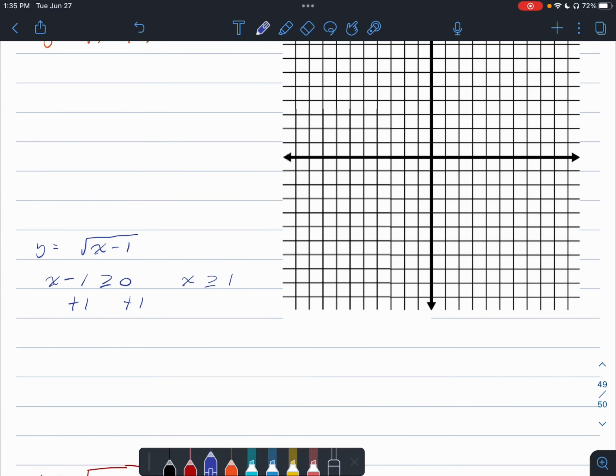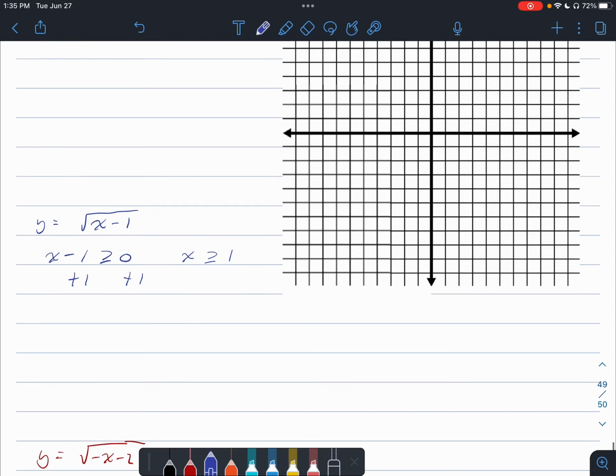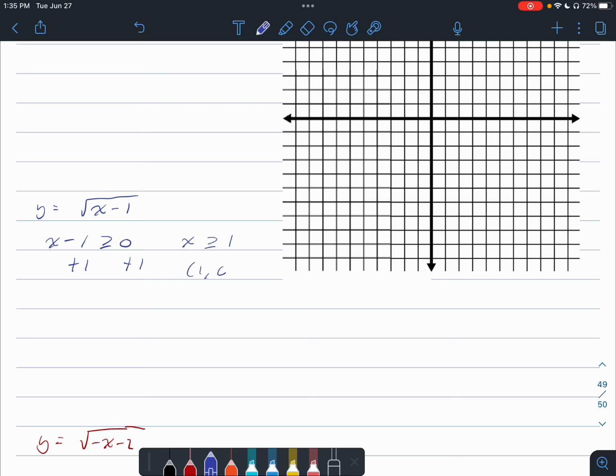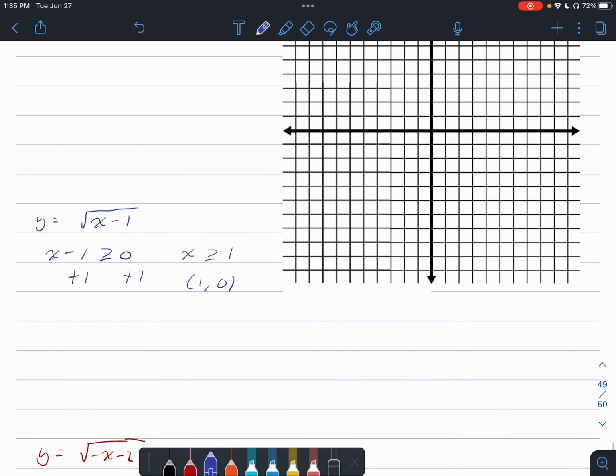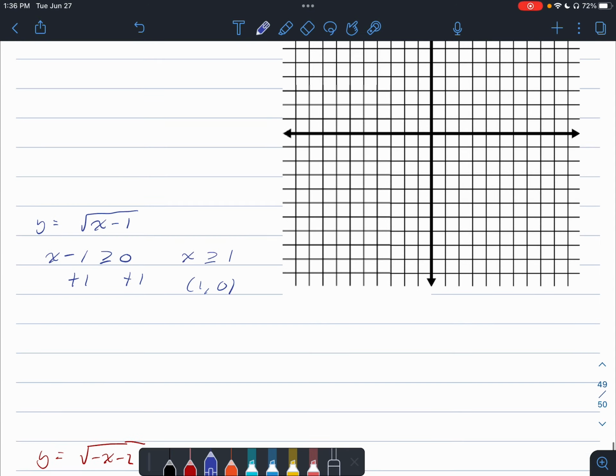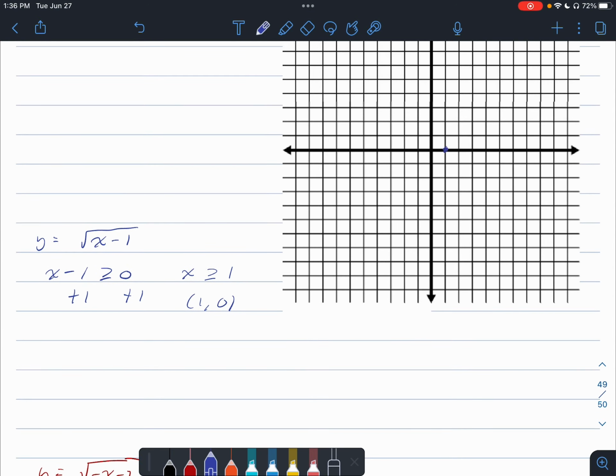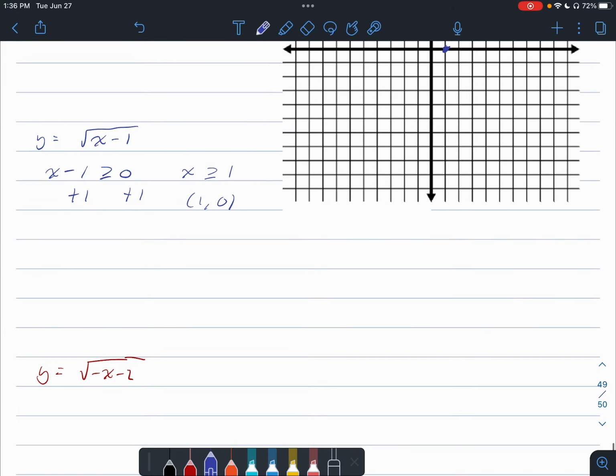Okay, so what we know now is that the most extreme left point is going to be the point (1, 0). We don't have any additional values to deal with in terms of adding or subtracting here, but we do know that that's going to be roughly what that looks like. Okay, so at the point (1, 0), that's going to be our most extreme point. Well, if we plot points, you'll see where I'm going with this. So let's go ahead and plot.